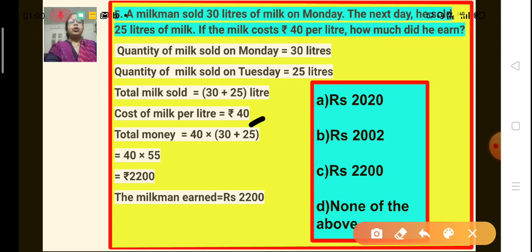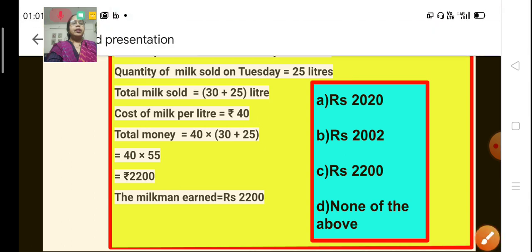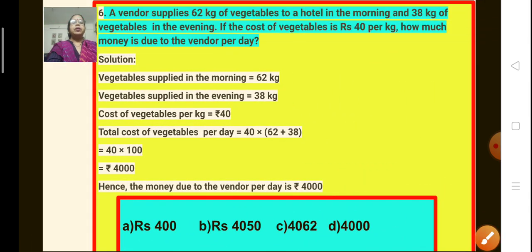The cost per liter is 40. So we can solve it like this: 40 multiplied by 30 plus 25, and we get 55, 40 multiplied by 55, we get 2200. Or you can do it by another method. You can separately multiply 30 liters with 40 and 25 liters with 40 and then add them. Then also your result will be the same. Now let's look at the next one.